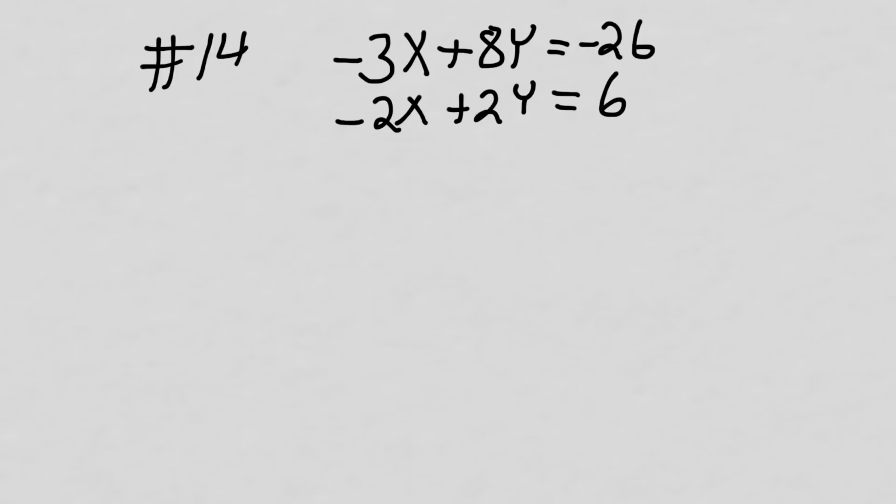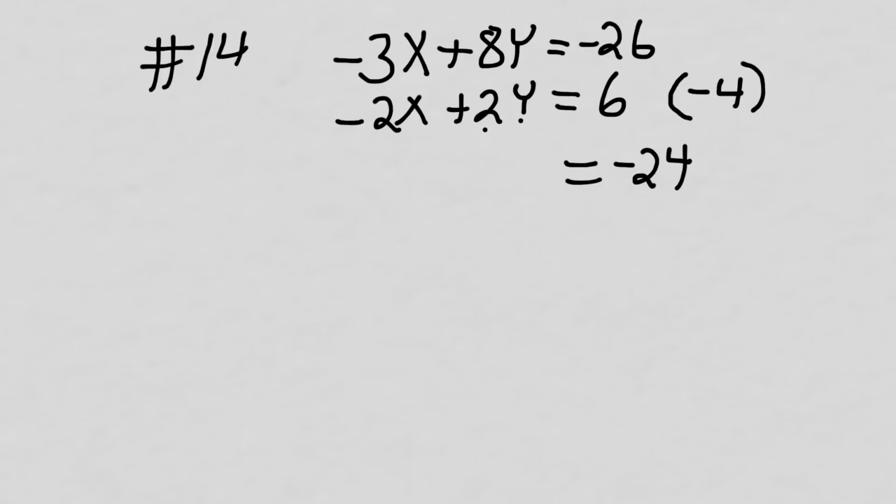Let's see. What I want to do with this one is I'm going to multiply. I want something to eliminate. So I'm going to shoot for this 2y, right here. What I'm going to do is I'm going to multiply everything on this line times -4. Right? Watch what happens when I do that. Everything times -4. I'll do the easy side first. 6 times -4 is going to be -24.